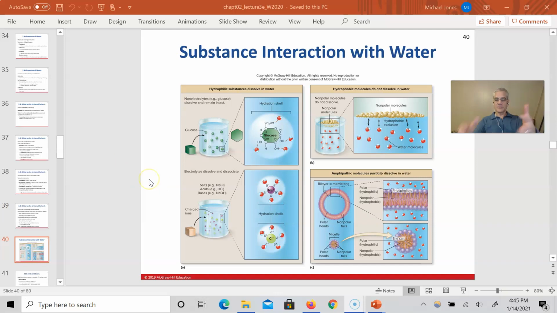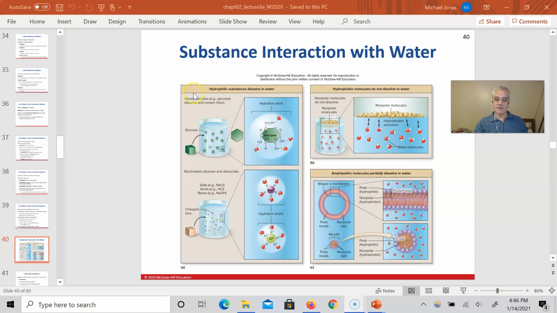And then this is a picture of what we were just talking about. Right? So you dissolve glucose in there. Glucose is still glucose. This molecule of glucose still stays together. It's just dissolved. Right? But sodium chloride gets dissolved. Sodium gets surrounded by water facing one way. Chloride gets surrounded by water molecules facing the other way. But it's still dissolved.